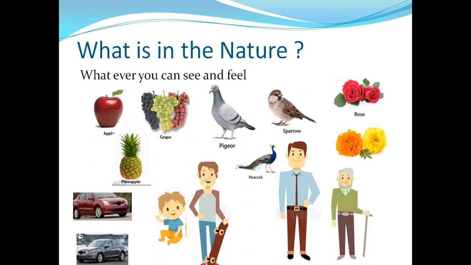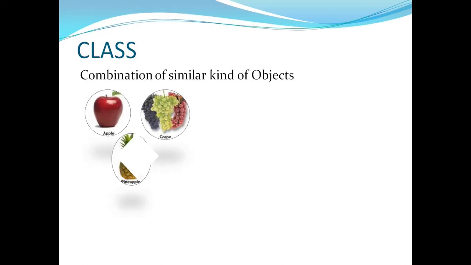Okay, but this object belongs to some class. So what is a class? A combination of similar kinds of objects is a class. Let's see. Apple, grapes, pineapple belong to the same class, and you know that class is fruit. So here the class is fruit, but the objects are all these.